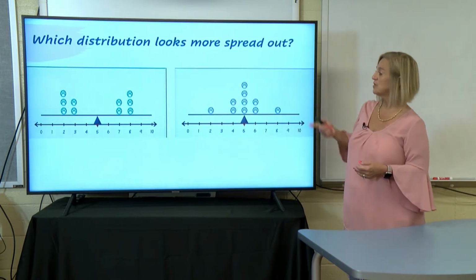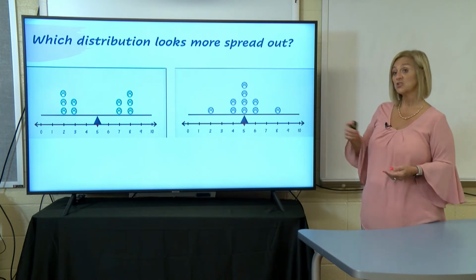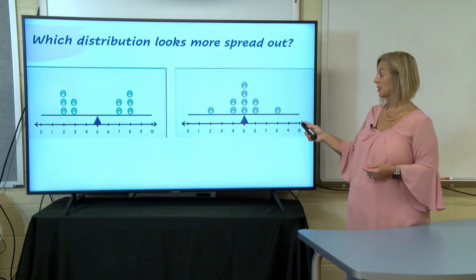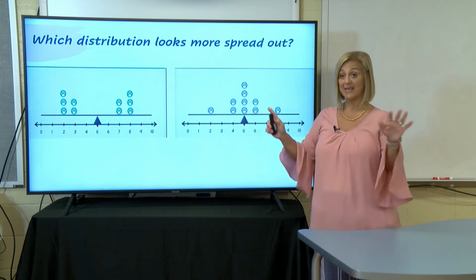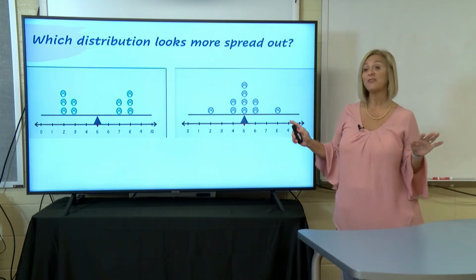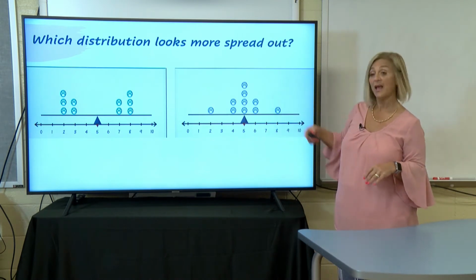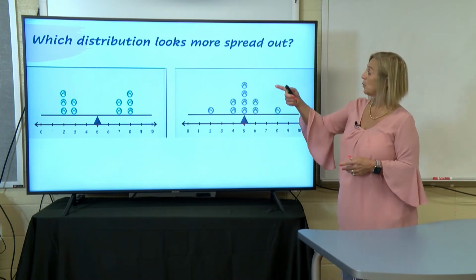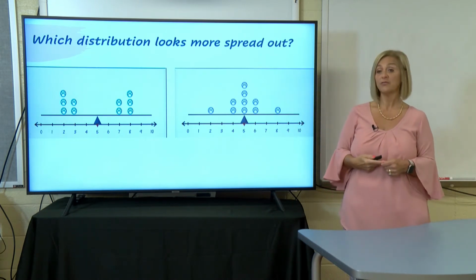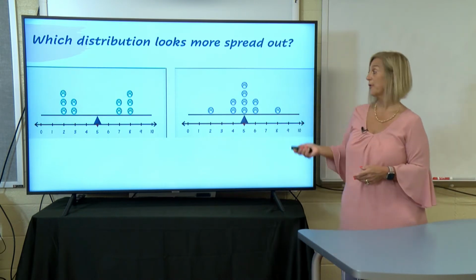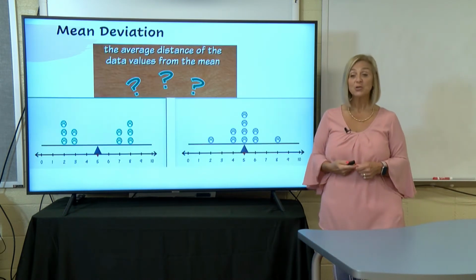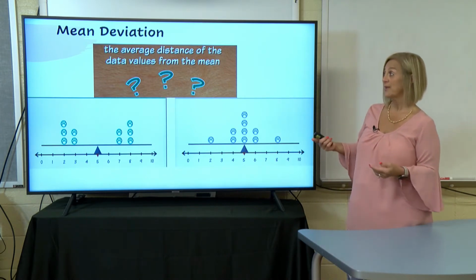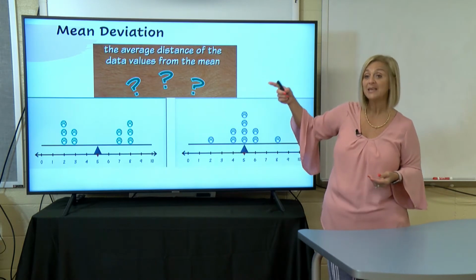Which distribution looks more spread out to you? We just talked about that a minute ago. If you look at the Jumpsters and the Sliders, the Jumpsters' data points are a little bit further away from the mean, but the Sliders' data points are a little closer to the mean. So which one looks more spread out? Of course, the Jumpsters look more spread out. So in order to calculate a winner, we need to use the method of finding the mean deviation.